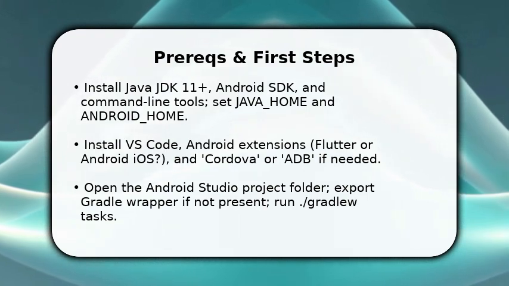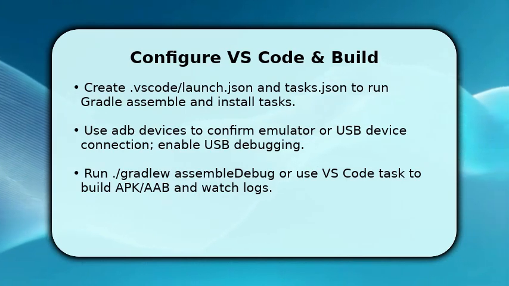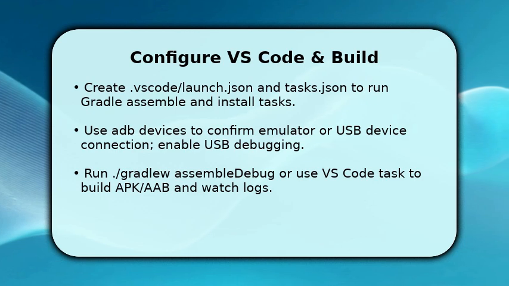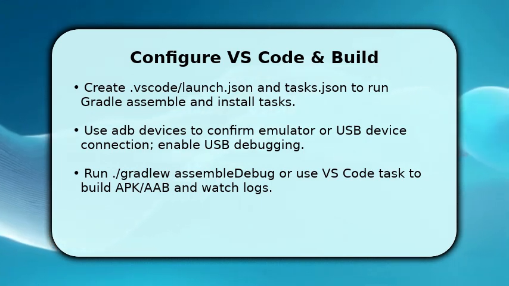You now connect VS Code to the build pipeline. Create simple tasks.json entries to call ./gradlew assembleDebug and installDebug, and add a launch.json that forwards logcat and starts the app. Make sure an emulator runs or a device appears with adb devices. Enable USB debugging on the phone so installs succeed.